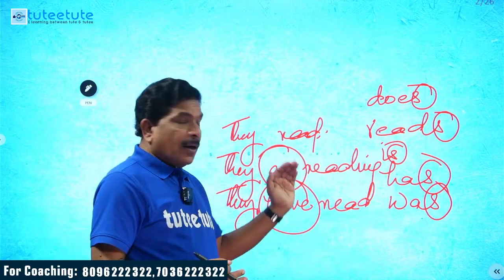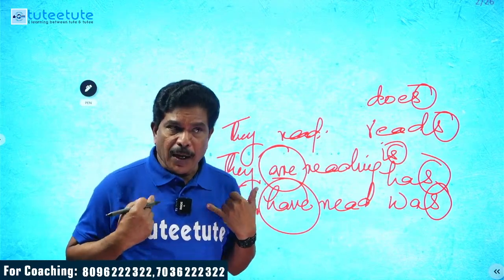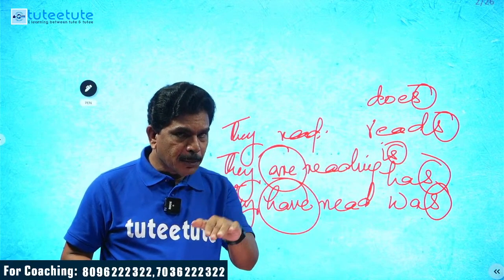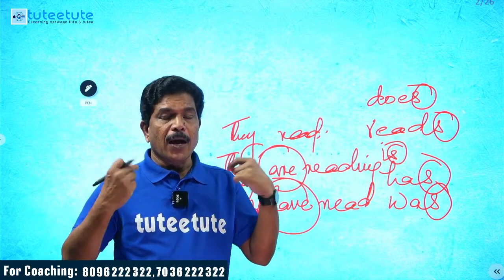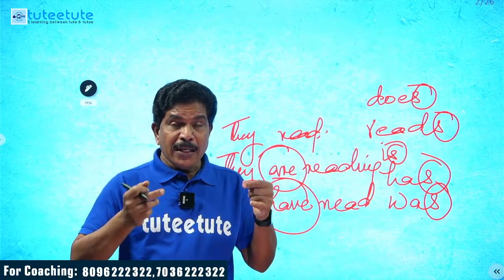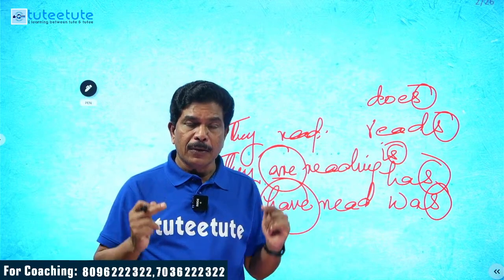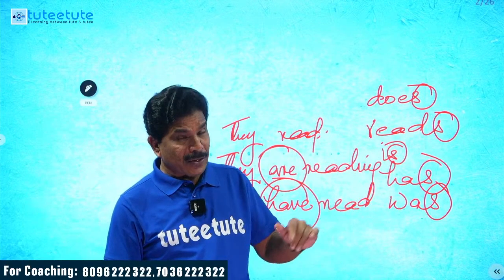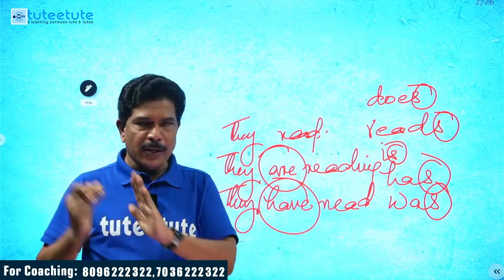That is singular. But here, when I use the subject I, I read. I is always considered as plural in the present tense. That is why I say I read. I am reading. I have read. I have been reading. I is always considered as plural in the present tense. But when you use I in the past tense, it is again singular.